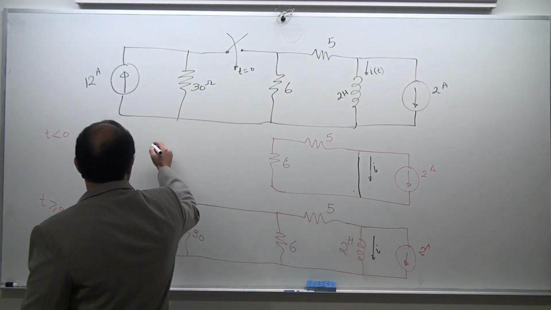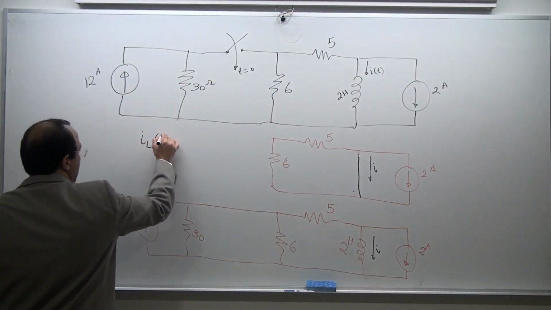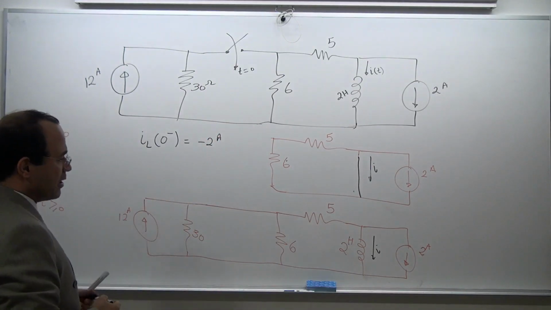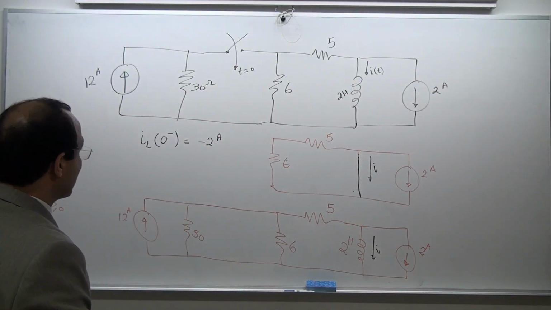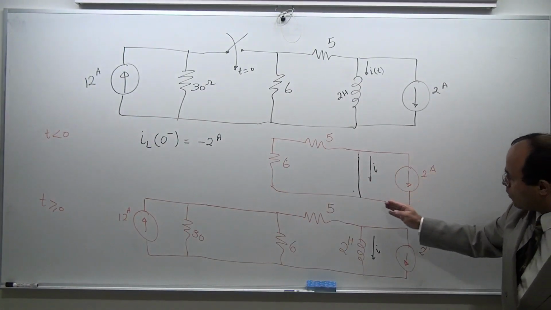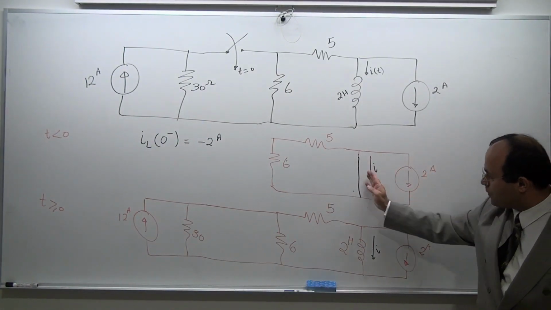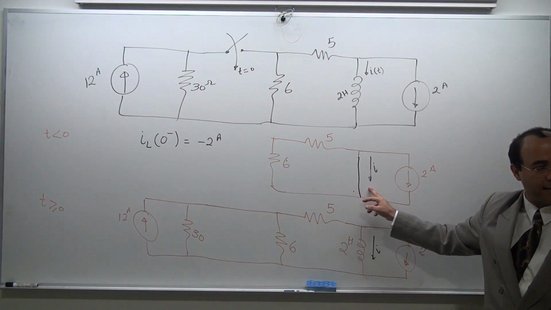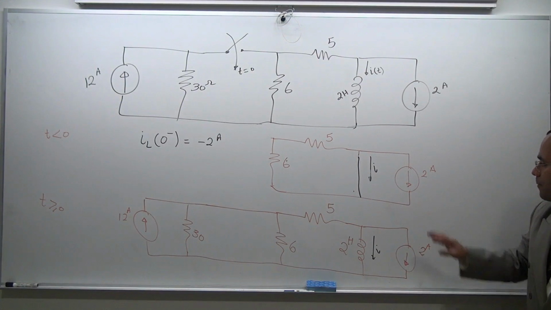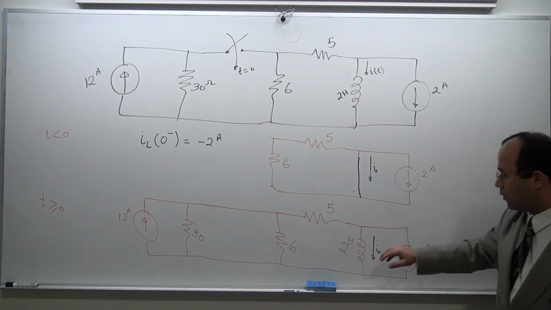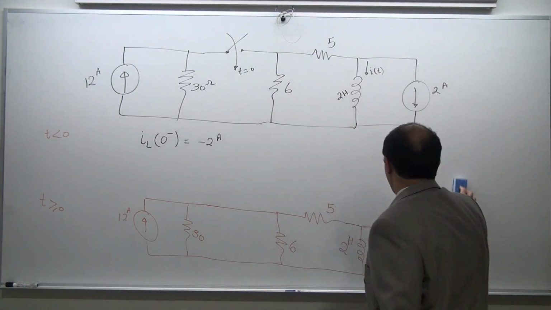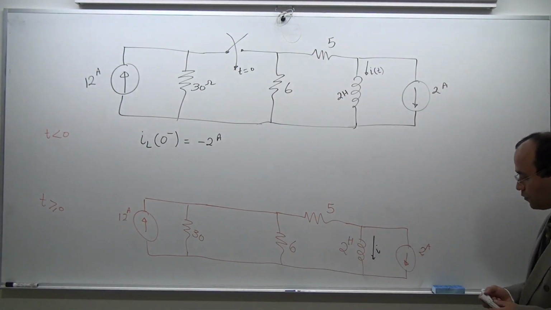And therefore, IL of 0 minus is going to be minus 2 amp. I hope I had the directions of the current source correctly. Okay. It's coming in. All the current go through this short line. All the current come in and oppose the direction I assigned. And therefore, IL of 0 minus is 2 amp. I'm done with this. I'm going to take this off and then go and focus on the after the switching event.